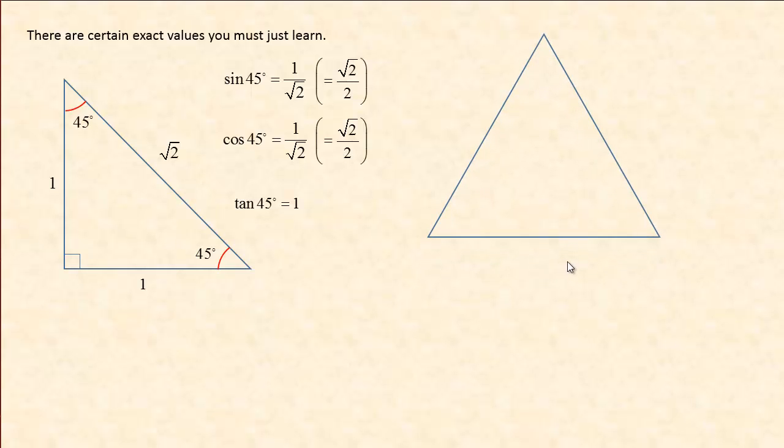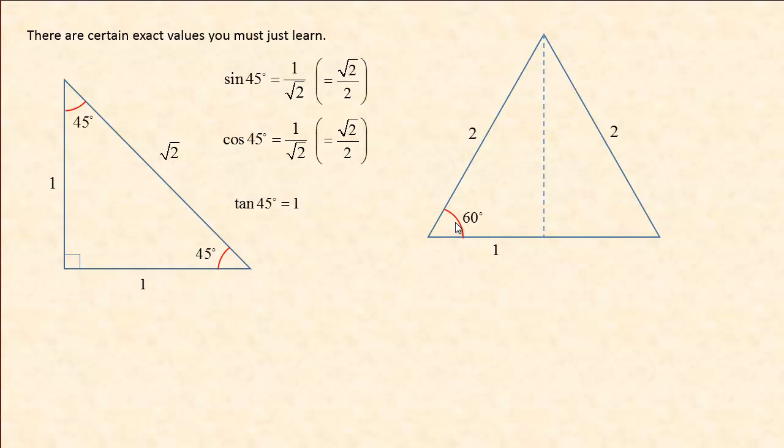Now consider another triangle. This time we have an equilateral triangle. And we're going to split it in half like so. If we say the length of the sides of the original triangle were 2, that means this length here is 1.